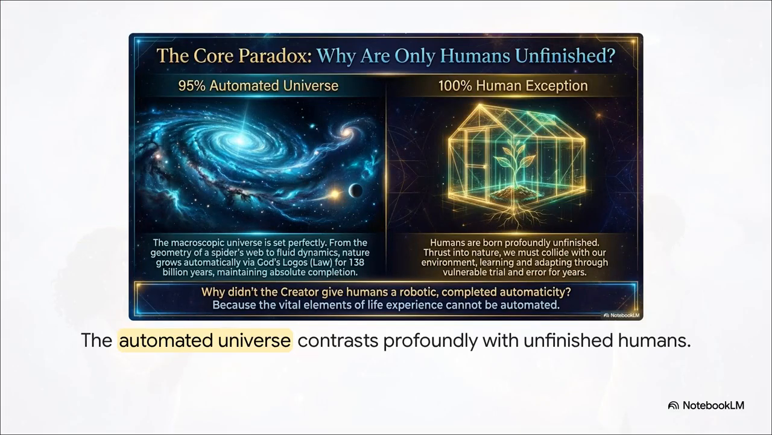So the crucial point is that this sets up a massive paradox. The macroscopic universe is perfect, right? It's been automated and flawless for 13.8 billion years. Yet humans are born 100% profoundly unfinished. We're just thrust into nature, left to violently collide with our environment through totally vulnerable trial and error. You have to wonder, why not just make us perfect automated robots from the start? The sources suggest it's because moral sovereignty and true life experience simply cannot be automated.